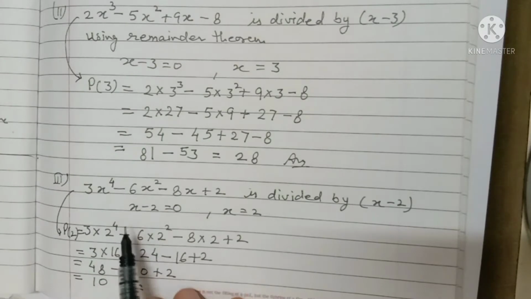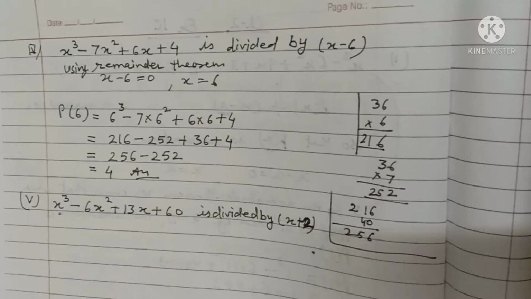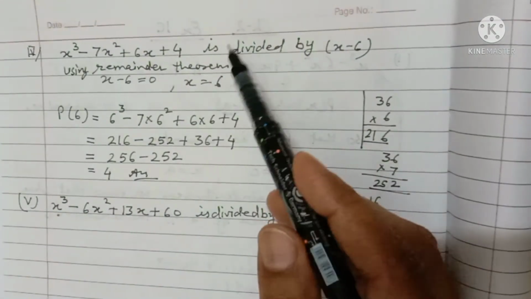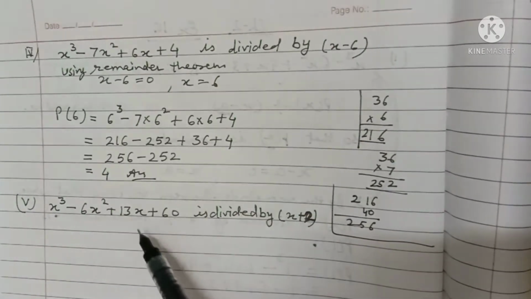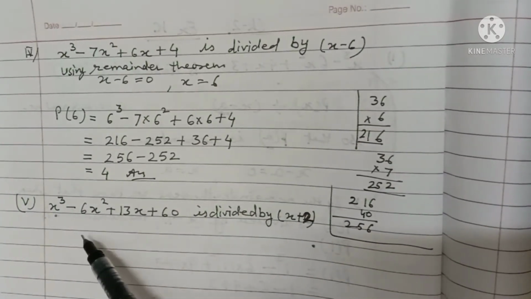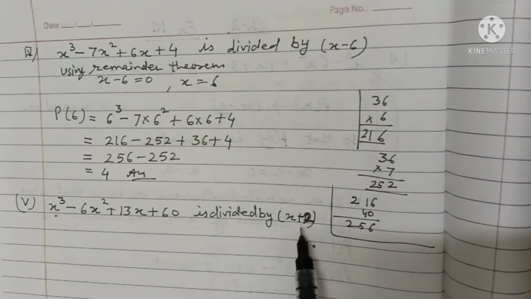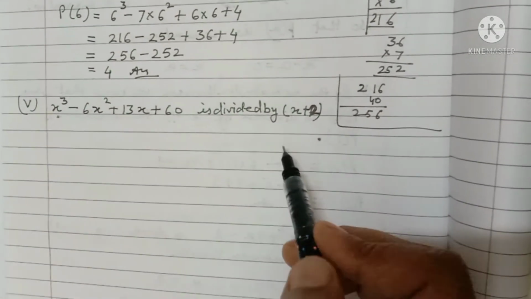This is the third part. Do it yourself. I have done it, so check. Now this is the 4th part. I have done it, you should try yourself and come to the next part, the 5th. This is the polynomial and it is divided by x plus 2. I am solving it here. See.